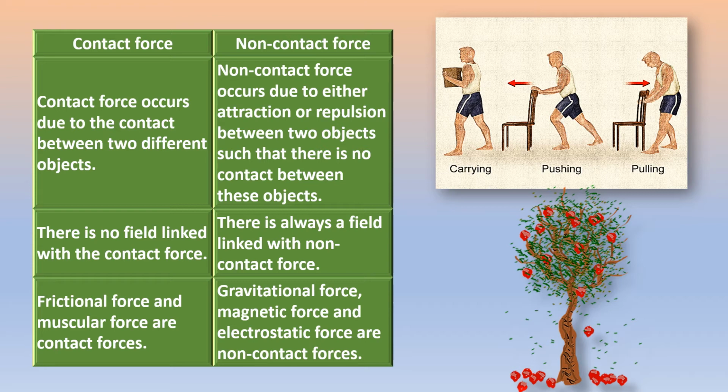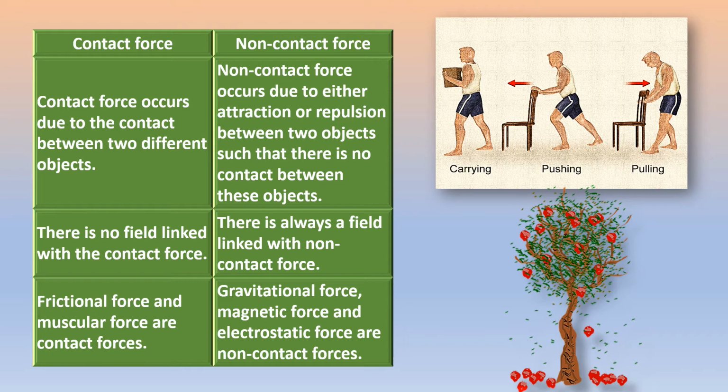This force occurs due to the contact between two different objects. The man and the object he is carrying, the man touching and pushing the chair or the man pulling the chair. So there is a contact between the object and the person. Whereas the non-contact force occurs due to attraction or repulsion between two objects, but there is no contact between them. The apple falls to the ground without having any contact with anyone in between.